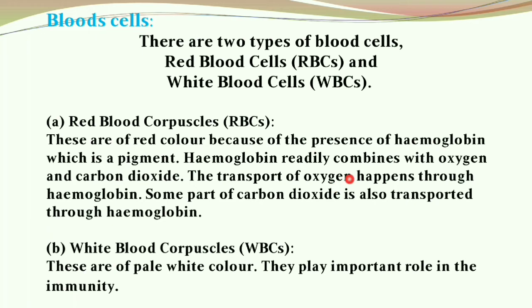Hemoglobin readily combines with oxygen and carbon dioxide. The transport of oxygen happens through hemoglobin. Some part of the carbon dioxide is also transported through hemoglobin. Red blood cells are also called red blood corpuscles. Coming to the white blood cells, which are also called white blood corpuscles, these are pale white in color and they play an important role in immunity.